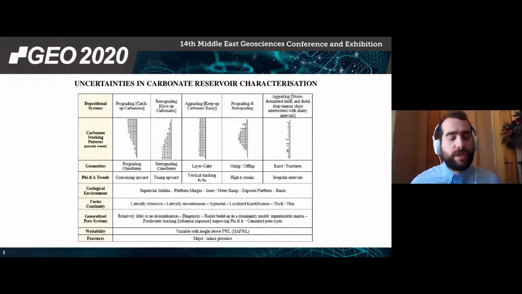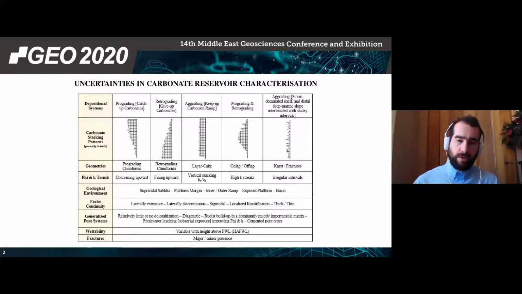So what are the uncertainties inherent to carbonates? Unlike siliciclastic sediments, as we know, carbonates are formed of materials near or on site of final accumulation of that sediment. And what that means is that they're very heterogeneous entities due to early and pervasive diagenetic overprints on top of that.